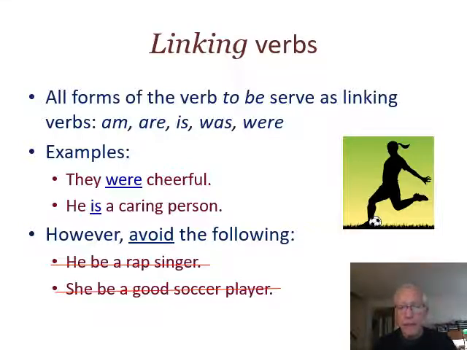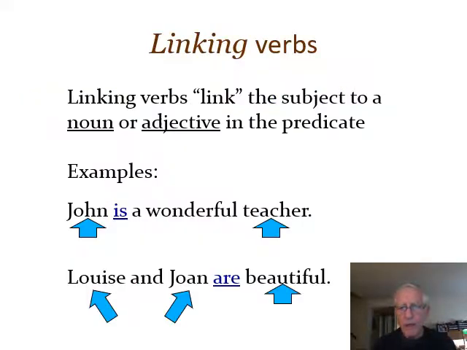Now there are other special linking verbs that also indicate a predicate noun or a predicate adjective. Here's an example. John, subject in this case, is the linking verb, teacher. It does not describe him, it renames him. John and teacher are exactly the same thing. One does not describe the other. Teacher is a predicate noun because the predicate consists of the verb and all these other words that accompany it.